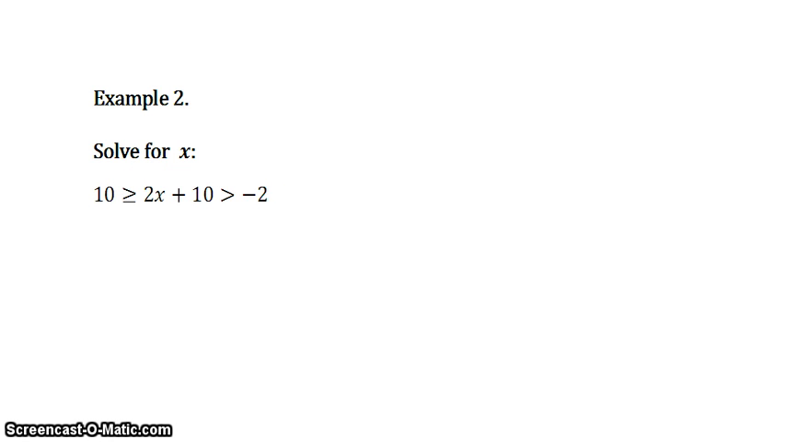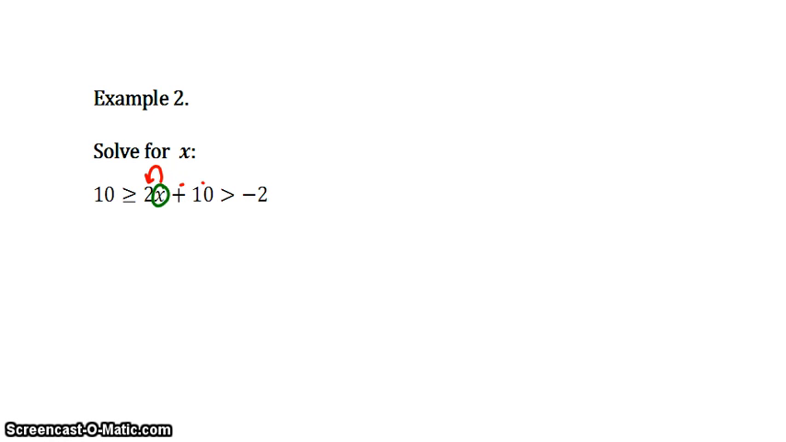Example number 2 is an example where we have a three-sided inequality because we have 10 is greater than or equal to 2x plus 10, which is greater than minus 2. So there's almost three sides to this inequality. The thing I've got to remember is what you do to one part of the inequality, you do to all three parts. So if I'm trying to get x by itself, what's attached to x, which I need to get rid of? Well, I need to get rid of the 2, and I need to get rid of plus 10.